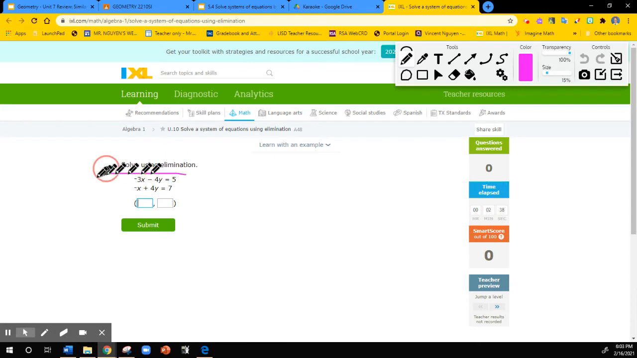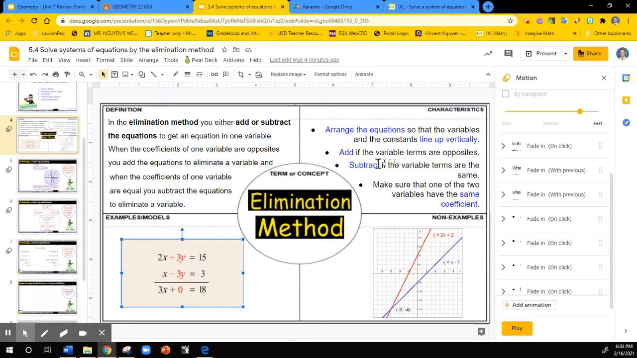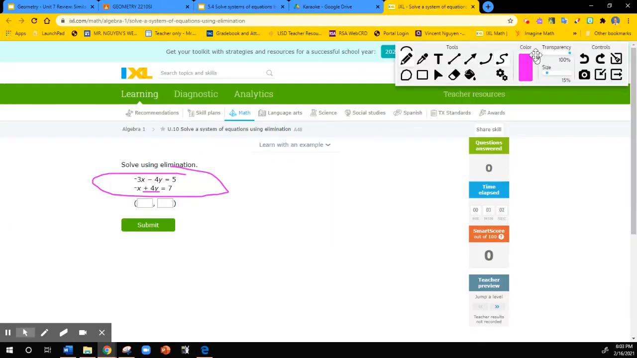All right, so here you see this system already has the y variable with the same coefficient, and they are opposite. One is minus and one is plus. So this is what it means when it says subtract if the variables are the same and add if the variables are opposite. Because the variables are opposite, we're going to be adding, okay? So we're going to add these two equations.